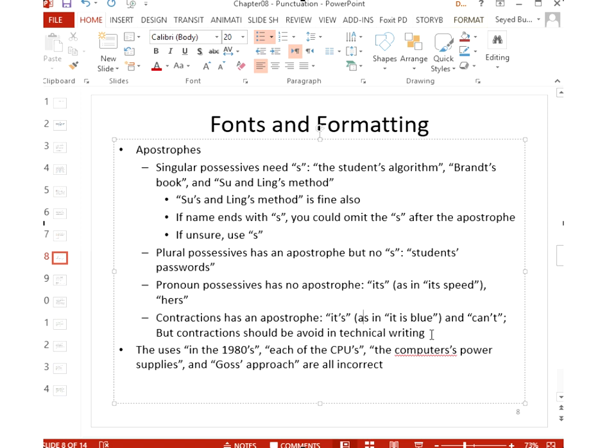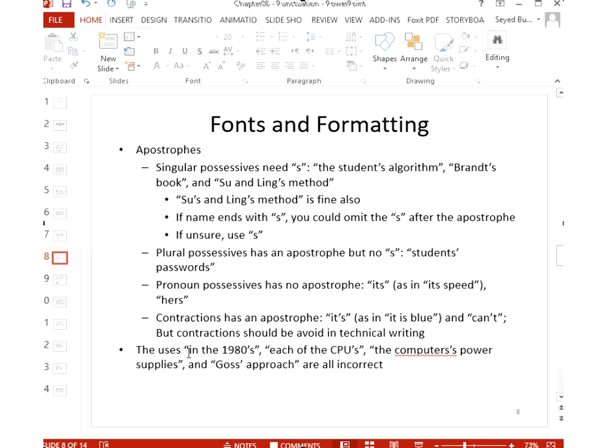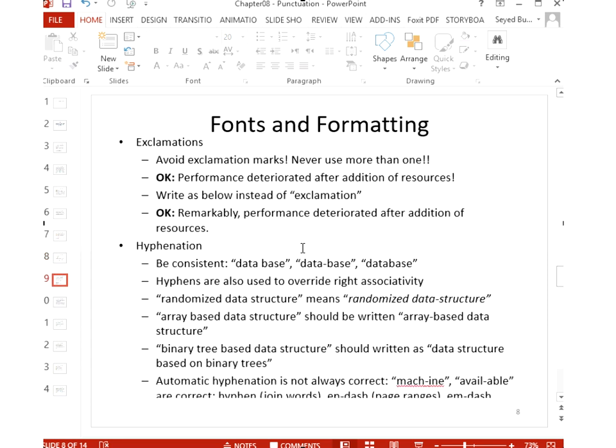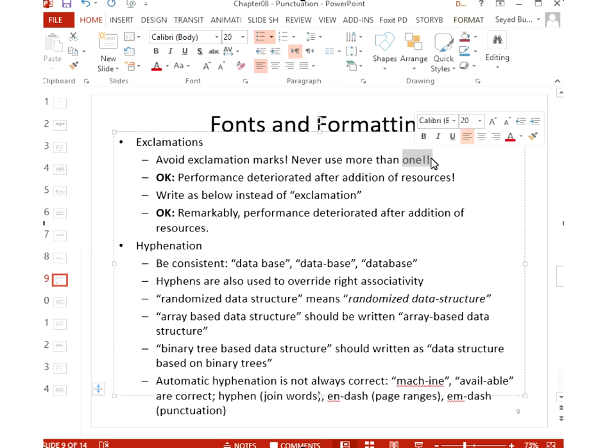And in technical writing, don't use contractions. Don't do it like this. Write it clearly: it is blue. Also things like in the 1980's, each of the CPU's, computer's, process's, like this are all incorrect. Okay, and the author says don't use them. What about exclamation? The author suggests us not to use the exclamation mark, even one time. Okay, even one exclamation. Never use a double one.